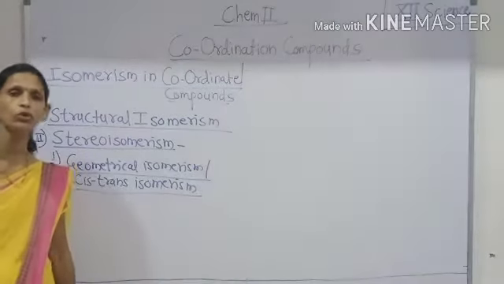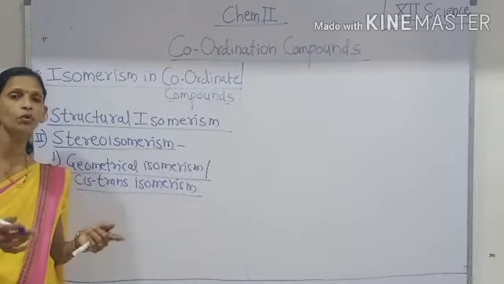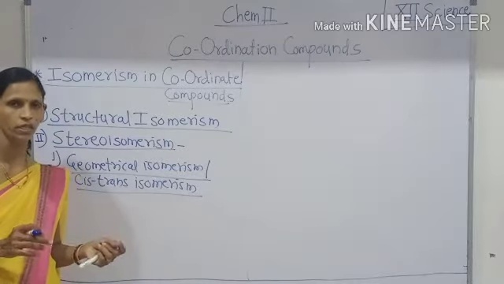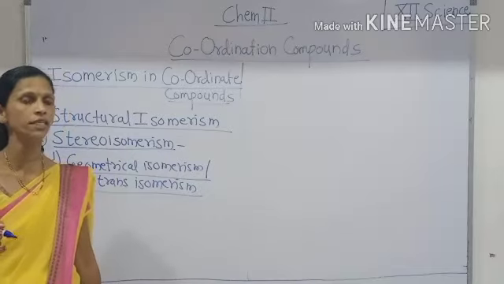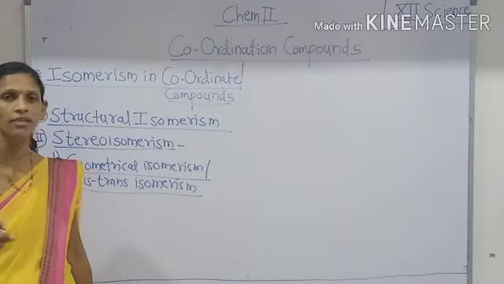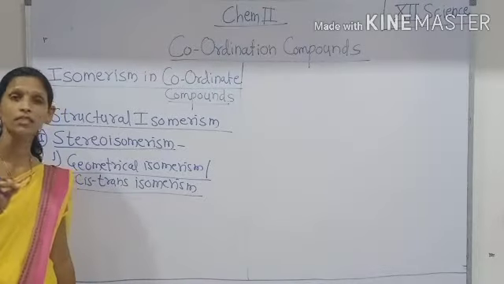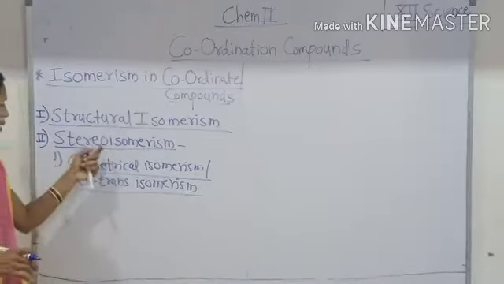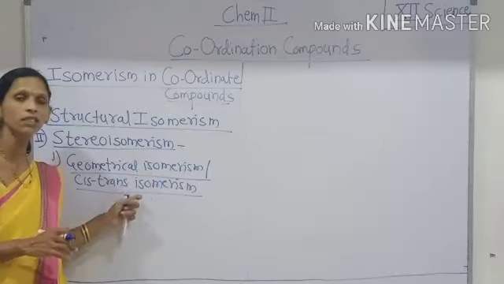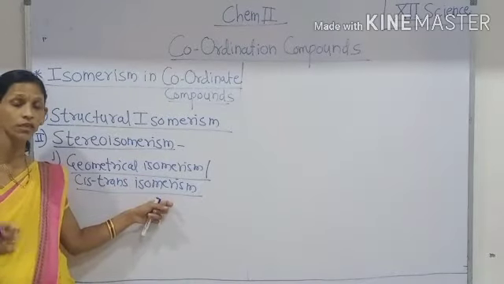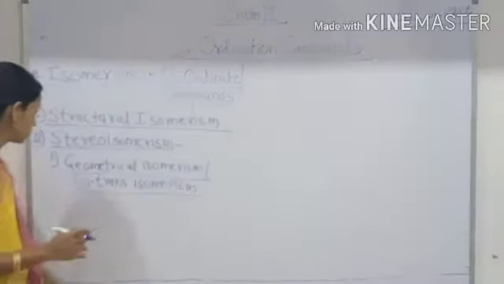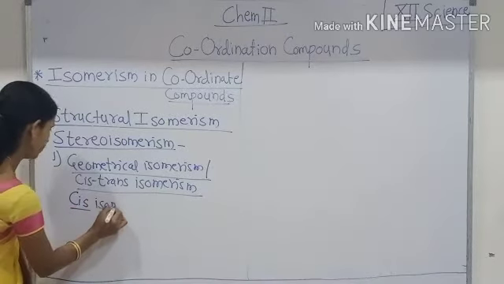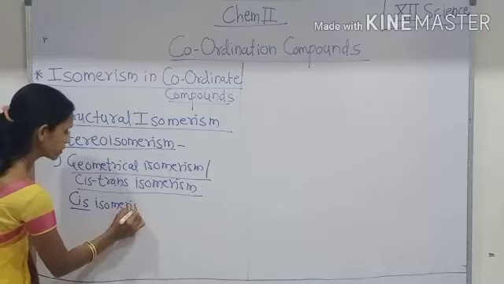Cis-but-2-ene and trans-but-2-ene: when the same groups lie on the same side of the carbon-carbon double bond, it is a cis isomer, and when the same groups lie on the opposite side of the carbon-carbon double bond, it is trans-but-2-ene, the trans isomer. All of you studied about that. Then we are going to study the geometrical isomerism, that is cis-trans isomerism, exhibited by coordinate compounds. First of all we have to discuss what is cis isomerism or cis isomers.